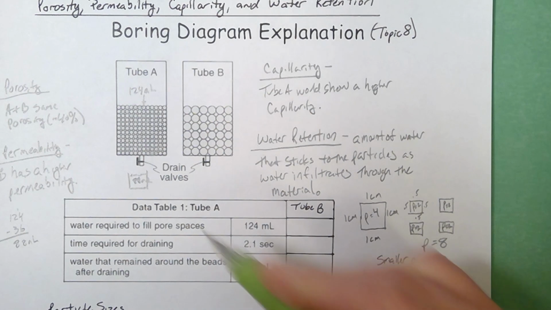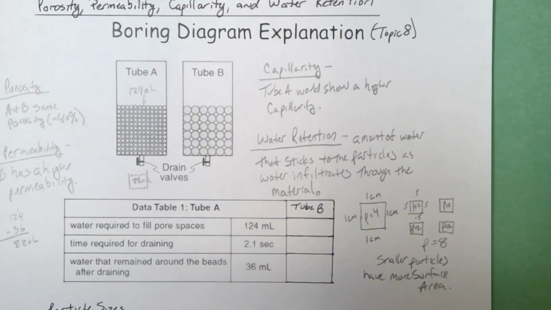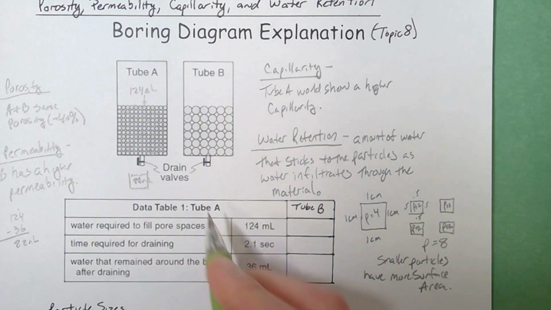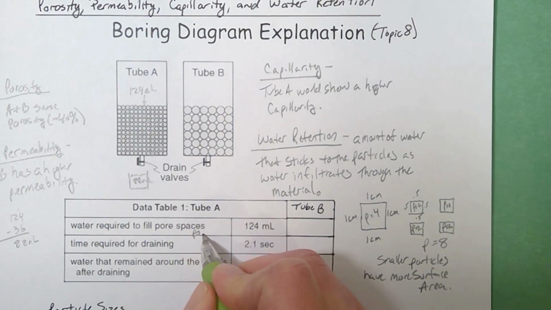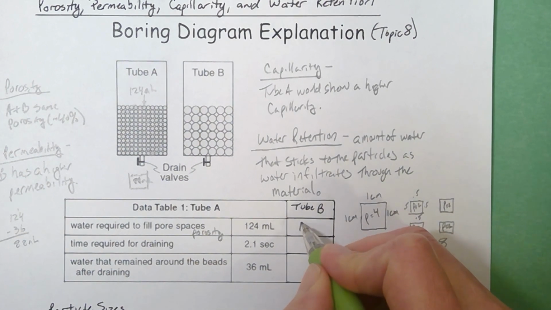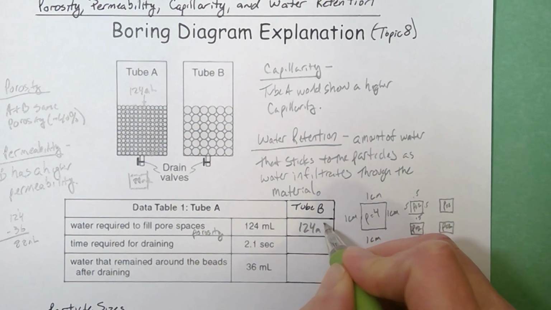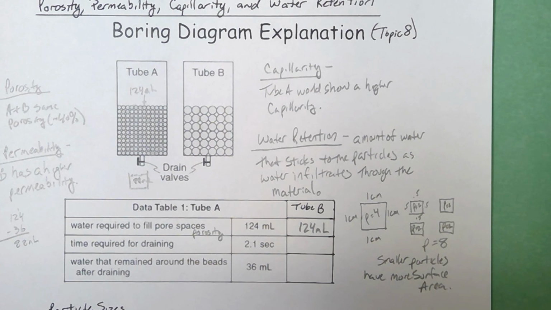So if I was asked to predict what was going to happen for 2B, the water required to fill the pores is essentially asking you the porosity. That should be the same. So the porosity should have been 124 milliliters.